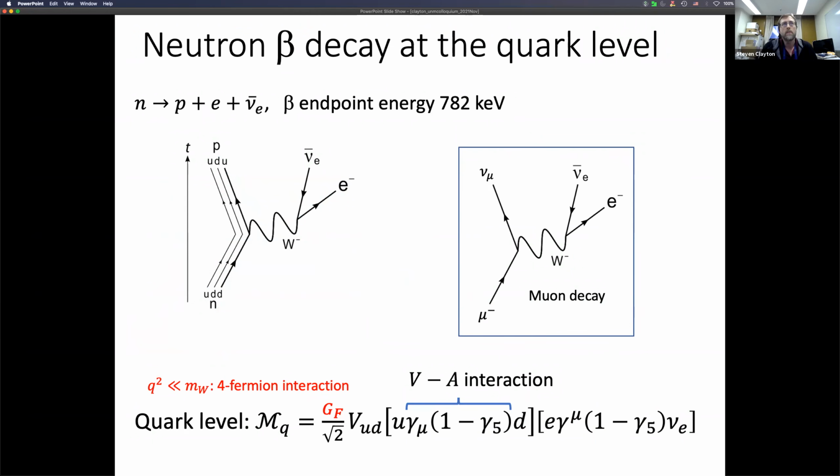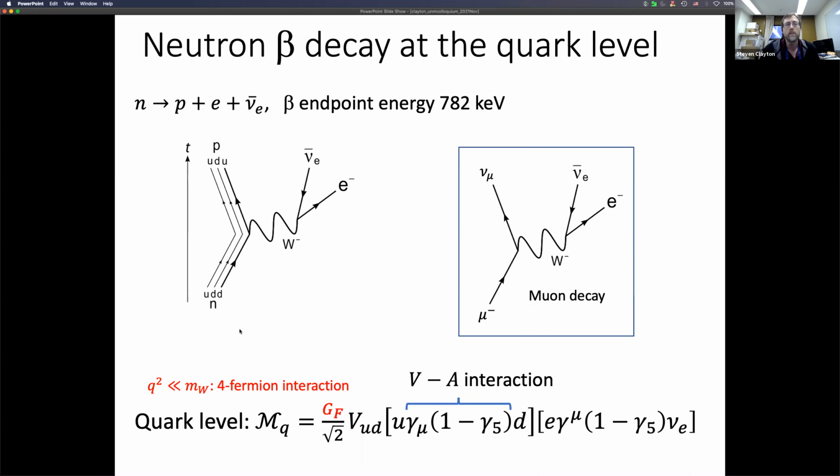But basically, to go further, we should consider the neutron beta decay at the quark level. Again, this is the Feynman diagram that I'm showing here. The neutron goes to a proton. This is the mediator of the weak force, the W boson. And then you have this outgoing electron and anti-neutrino. This interaction is very similar to muon decay, which also proceeds via the weak interaction, similarly with the W minus.